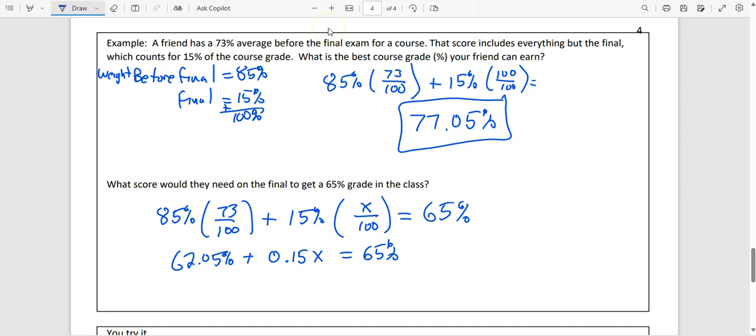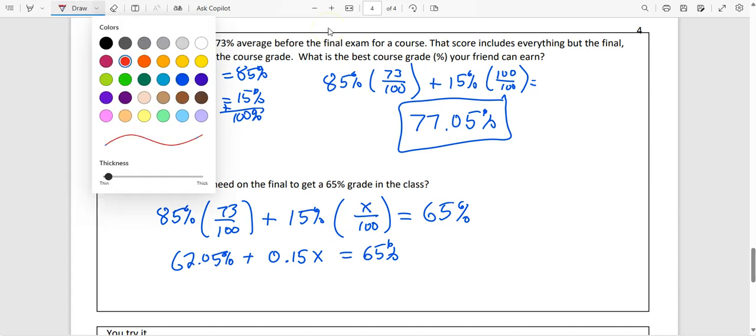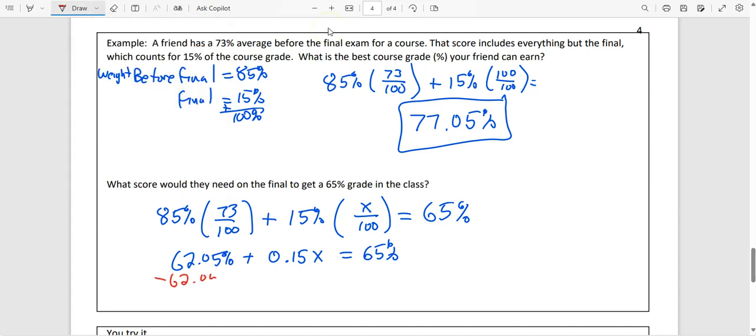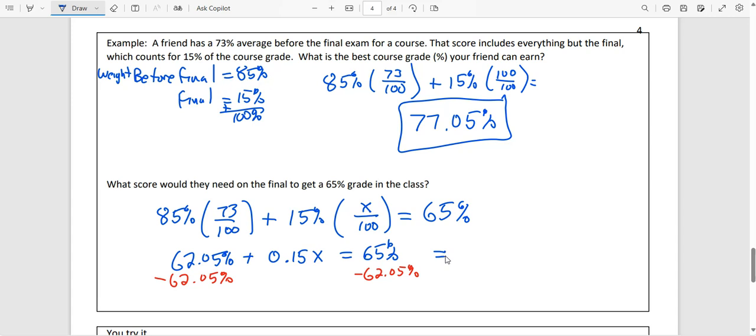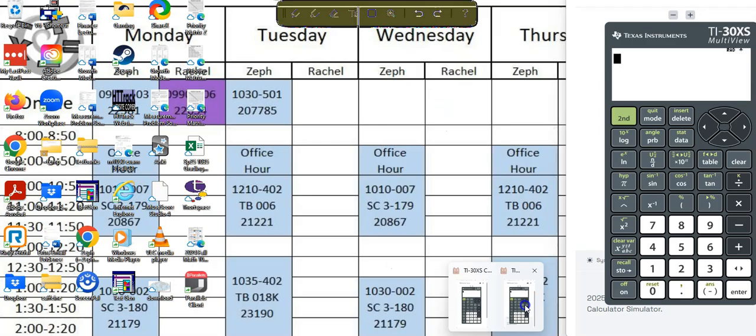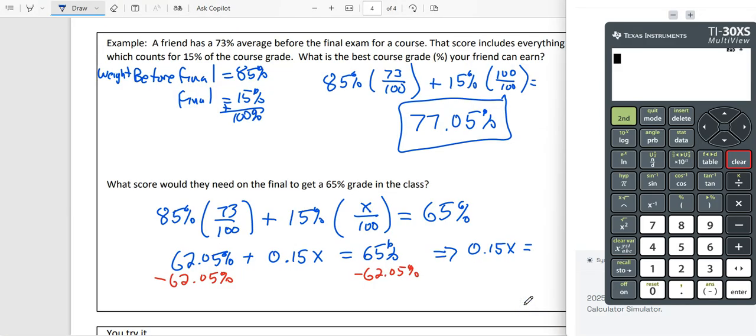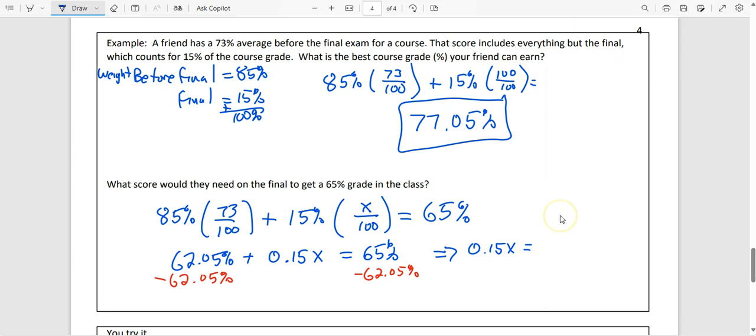We're doing a little algebra here. We need to subtract the 62.05%. And that will leave us with, let's go to the right, it would be 0.15x equals, calculator, that would be 65 minus 62.05, 2.95.